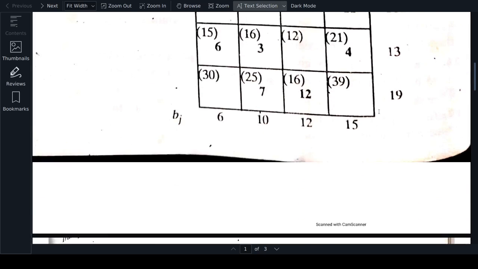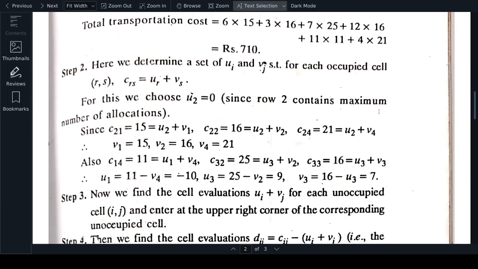Okay. Next, therefore, total transportation cost. Next page, you see total transportation cost, same as earlier. How to find it out? 6 into 15 means cost into allocation. Sum of the cost into allocation, then you will get 710. So after using Vogel's approximation method, for this balanced transportation problem, we get the transportation cost is 710, right? 710.